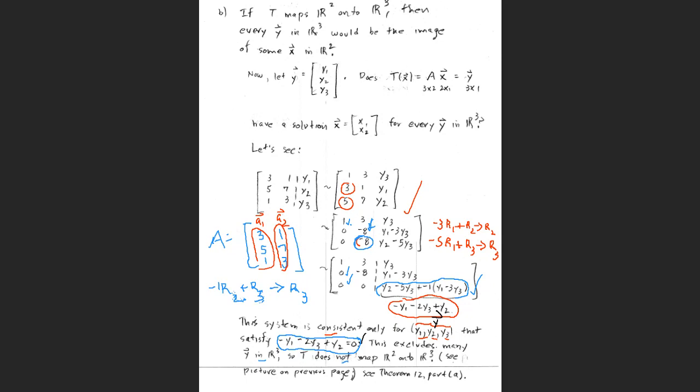Okay, so because the column vectors of the matrix A do not span R3, you don't have an onto transformation here, and that's theorem 12 part A. That's theorem 12 part A, which I'll bring up here. But let me give you a moment to copy.